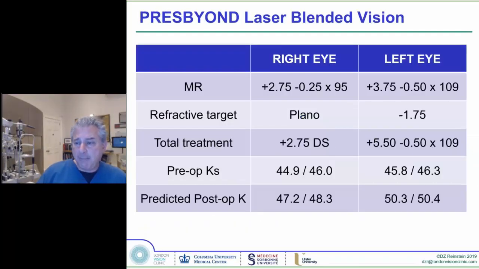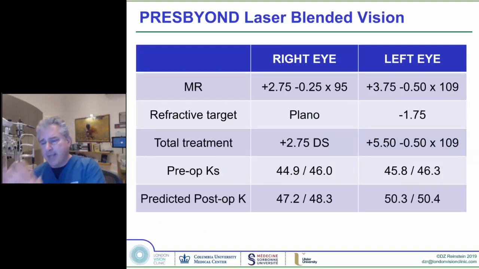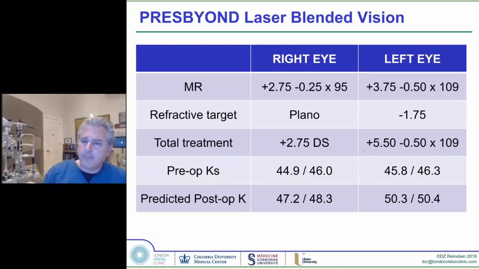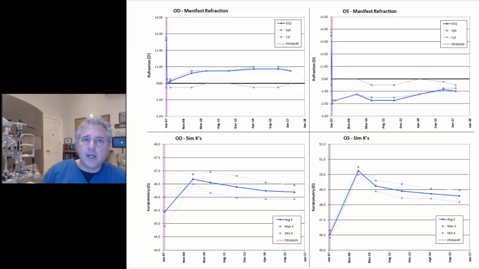Now, that means a plus 5.50 treatment in one eye. And most people say that can't be done. But please read our papers on epithelial monitoring, which totally changes the game on how to do hyperopic LASIK. Here is her data over a period of 10 years.